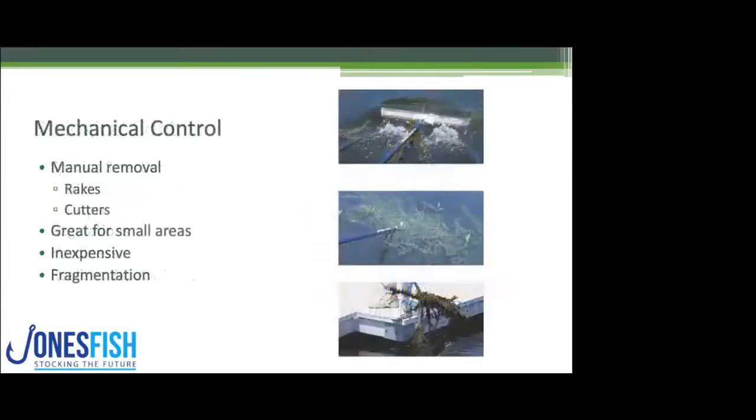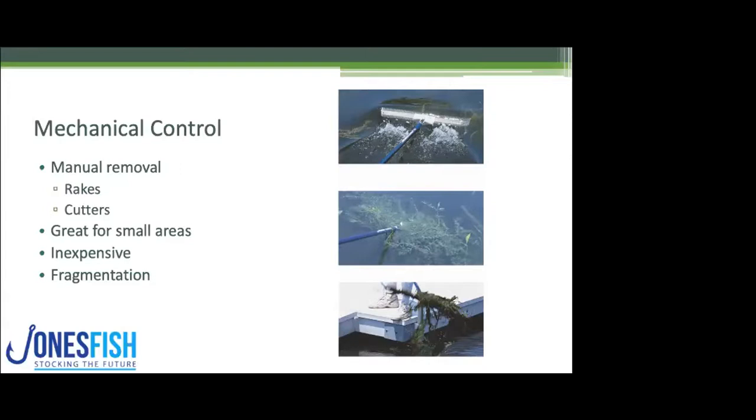And then last for control is going to be mechanical control. This is taking your own labor, rakes, cutters, things like that, and physically removing the weeds from the pond. There are positives to this. You're removing all that organic material, whereas if you're doing chemical control, you're killing that weed species, it's dying, sinking to the bottom, and contributing to accumulating phosphorus levels, muck accumulation, that sort of stuff. So there are benefits to actually getting out there and physically removing it.